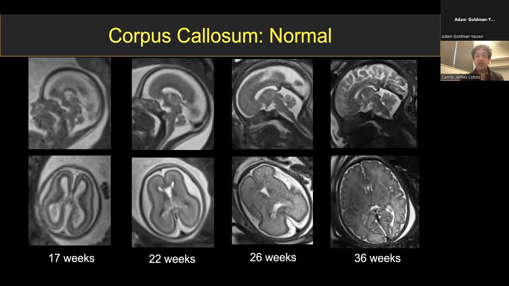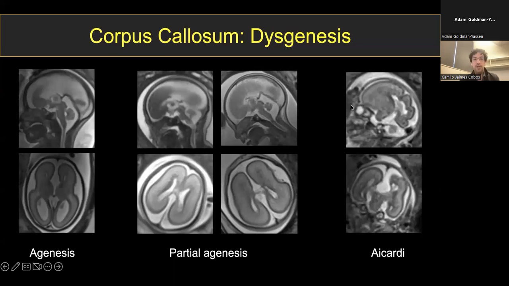I think it's a good practice to get used to looking at it in the axial too. And as I said, just realize that before 18 weeks, 17, 18, it's going to look short, and that's not a problem. It just hasn't had enough time to grow yet. By 26 weeks, obviously, it's completely developed, and same thing in the later third trimester.